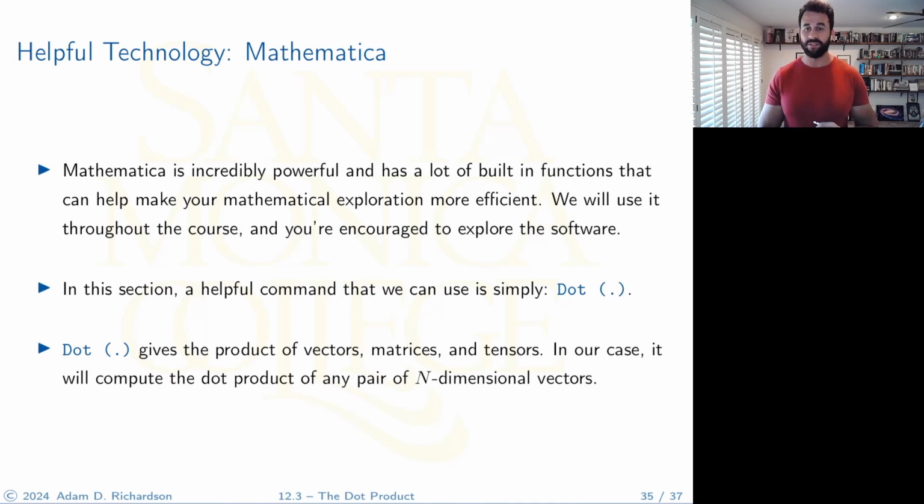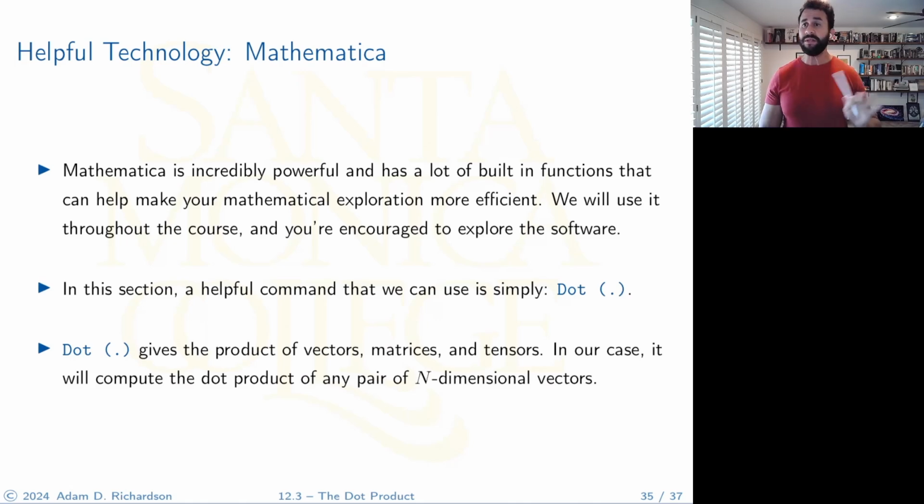Mathematica treats the dot as a dot product. It gives the product of vectors, matrices, and tensors. We're not going to worry about tensors in this class. So in our case, it'll compute the dot product of any pair of n-dimensional vectors. Another thing I forgot to mention earlier, the dot product works in any number of dimensions. So all those formulas that we saw already hold no matter how many dimensions you're working in. Could be dimension 1 billion, and it'll still work.